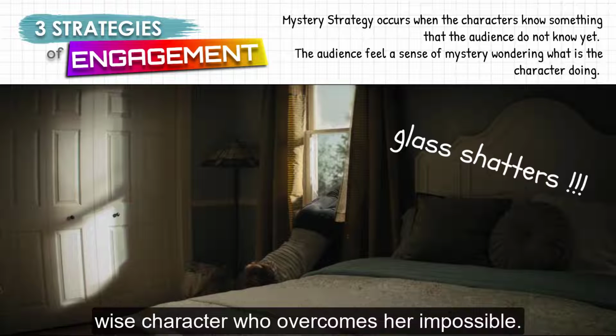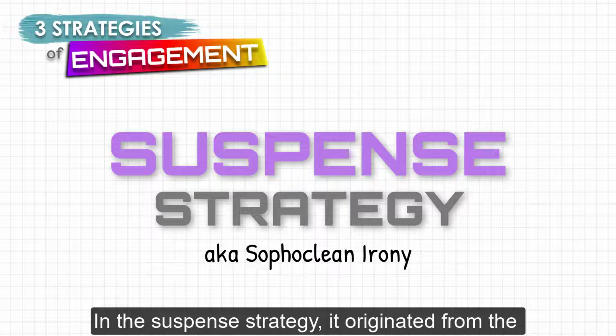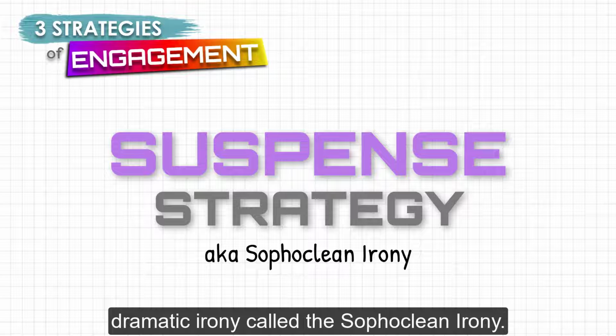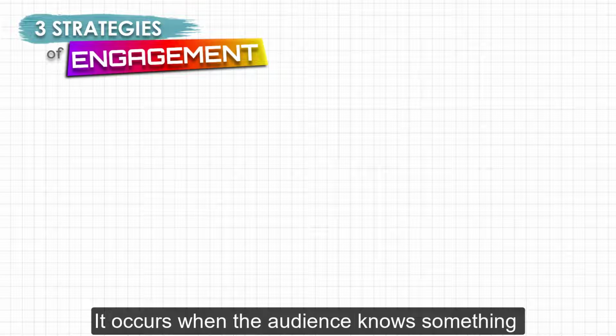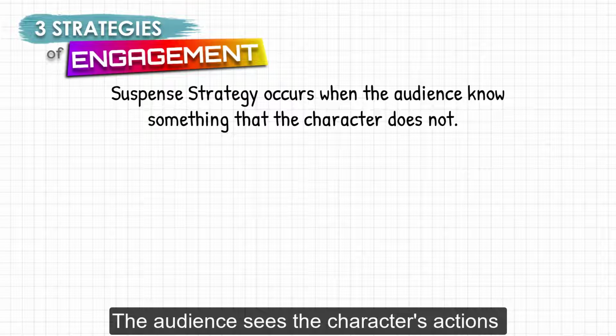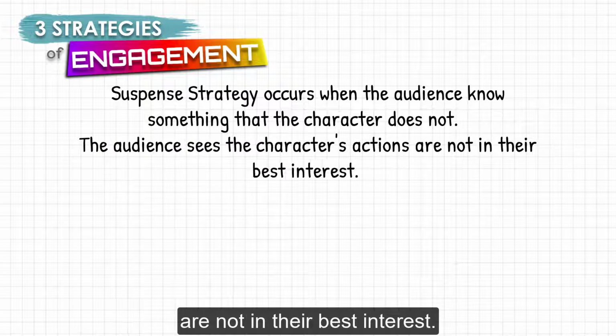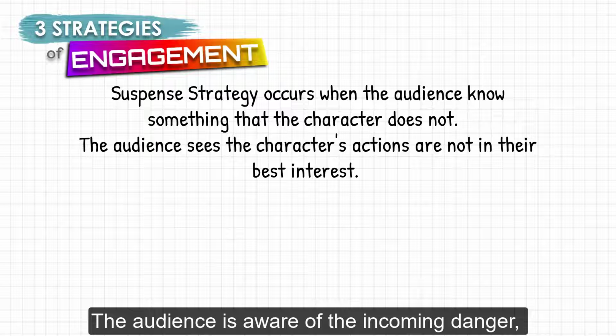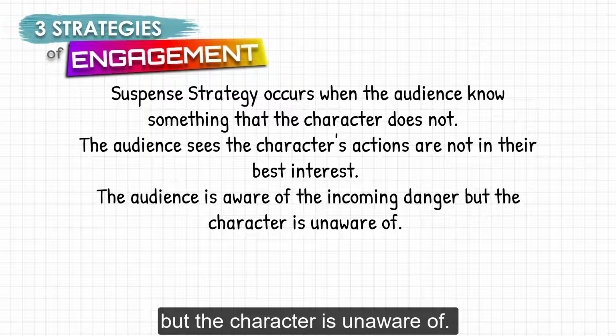The suspense strategy originated from the dramatic irony called the Sophocles irony. It occurs when the audience knows something that the character does not. The audience sees the character's actions are not in their best interests. The audience is aware of the incoming danger, but the character is unaware of it.